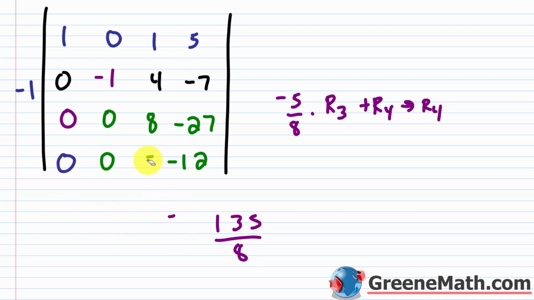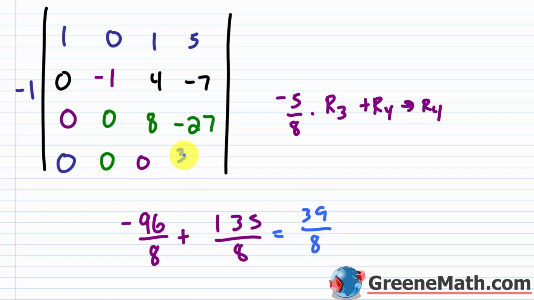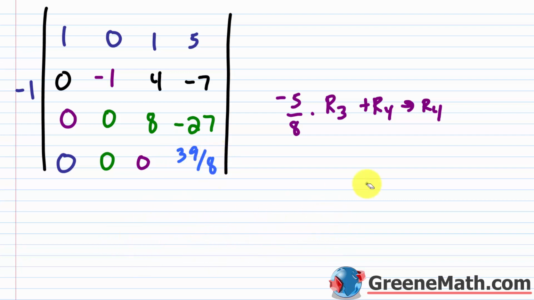Negative 5 plus 5 is 0. You can get rid of that. So really the only thing we have to work on is this. So we're going to add negative 12. And so to get a common denominator, I would say this is negative 96 over 8. So if I do 135 minus 96, I'm going to get 39. So this would be 39/8. Okay, so that's going to be that entry there. So 39/8. Nice and easy, not too bad.